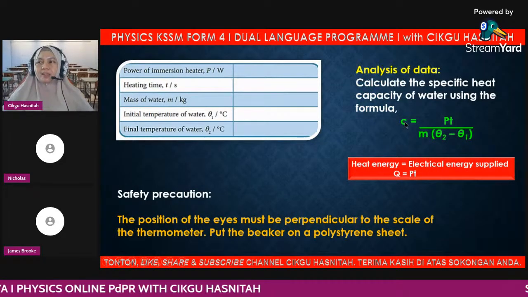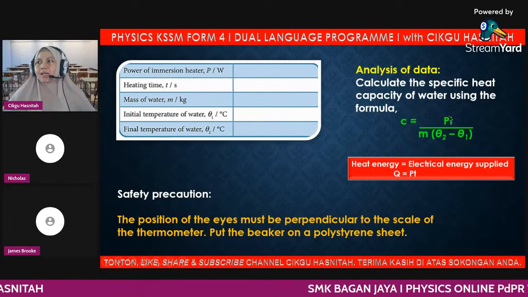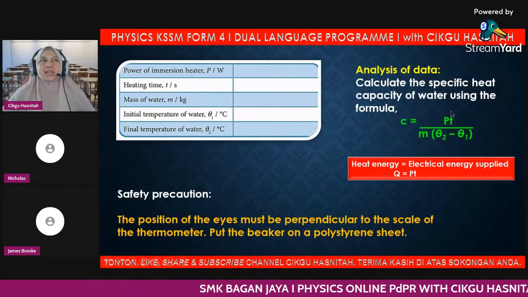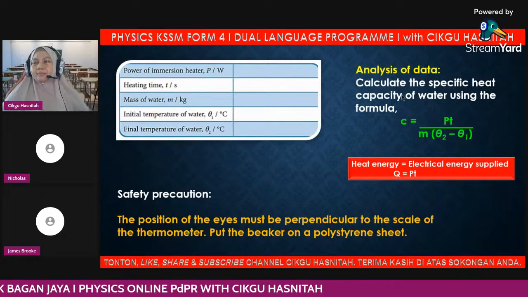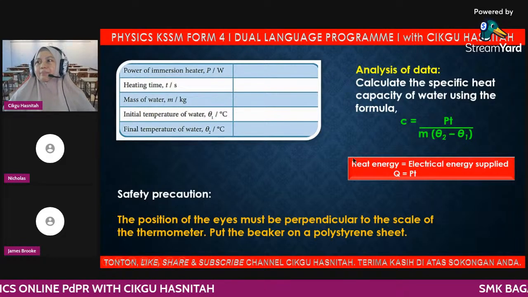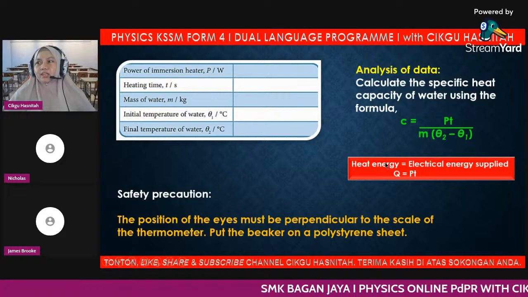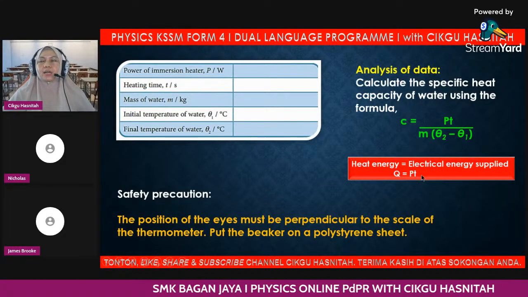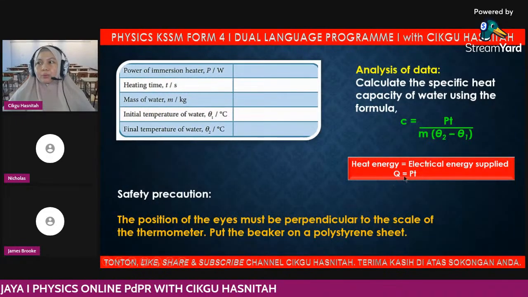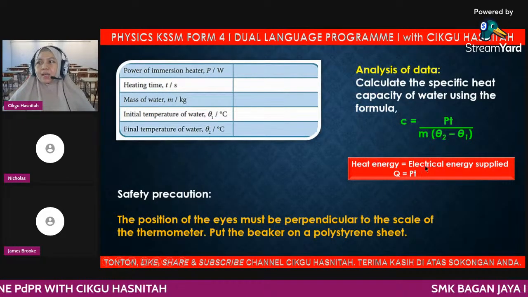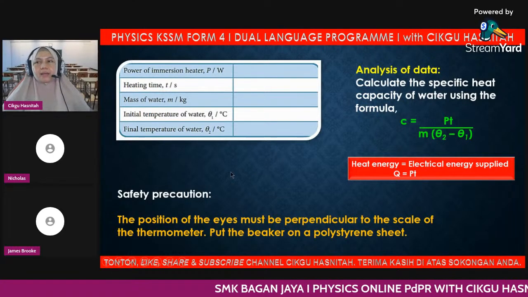So in order to determine the specific heat capacity, this is the formula we apply: c equals Pt over m delta theta, where Pt is the electrical energy supplied by the heater, power multiplied by time. The heat energy supplied to the water is coming from the power of the immersion heater, where the formula is Q for heat energy. Electrical energy is Pt, power multiplied by time.